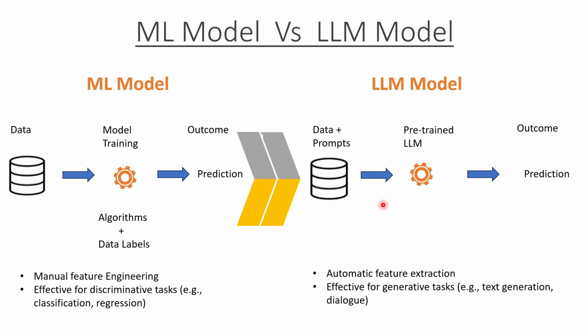In this slide, we'll have a visual comparison between machine learning models and LLM models. As we can see, a machine learning model needs to be manually trained using different algorithms and data labels, and then the outcome is predicted. They are effective for discriminative tasks like classification, regression, etc. While LLM models are pre-trained with datasets, and an outcome is predicted based on prompts. They are effective for generative tasks like text generation, dialogue, etc.